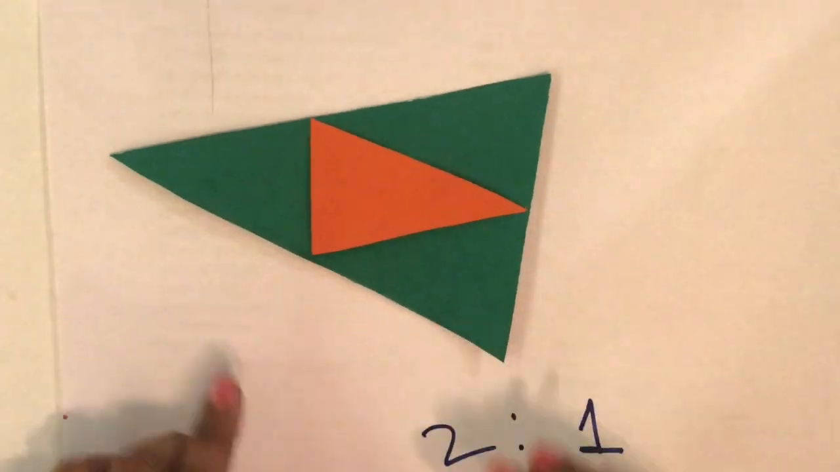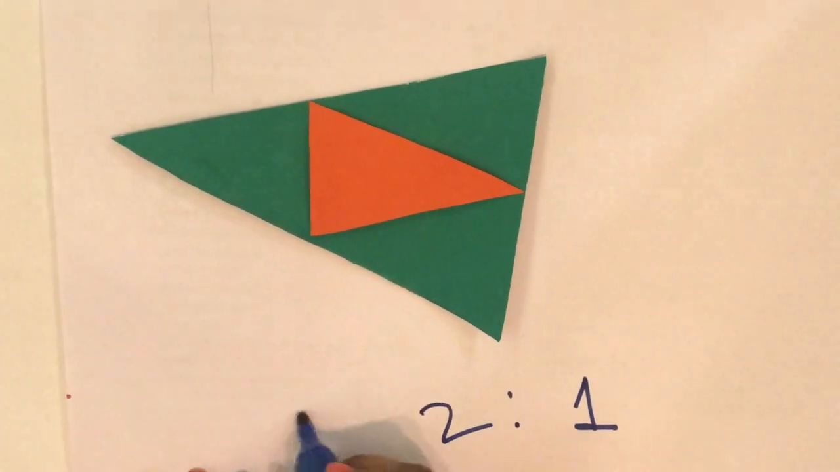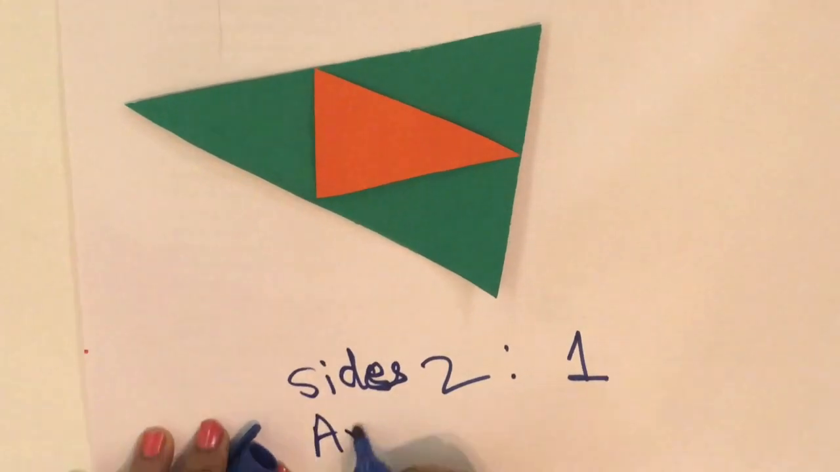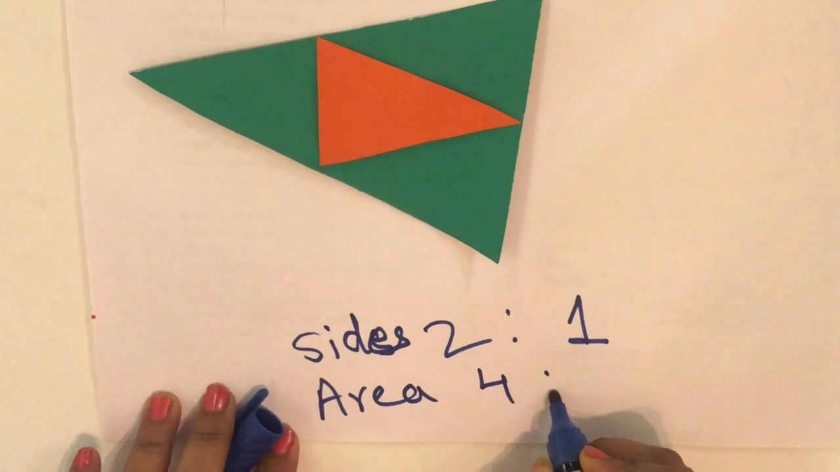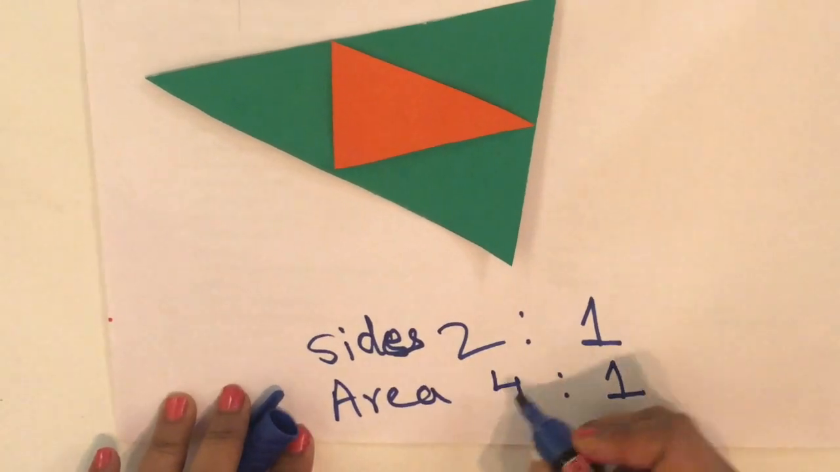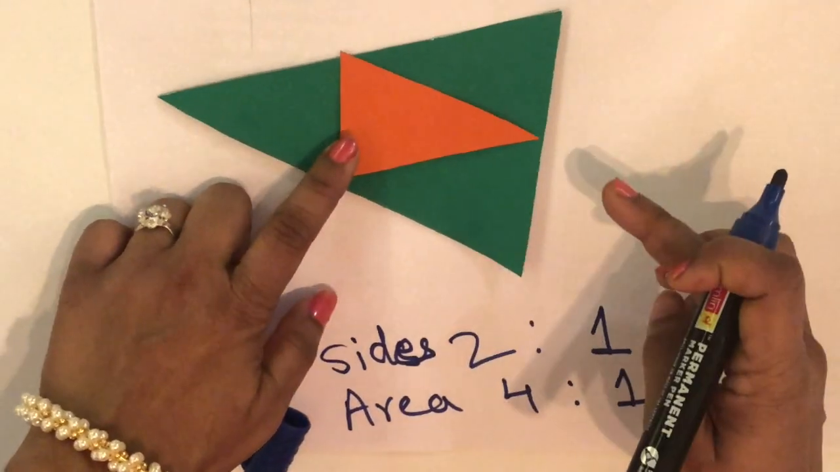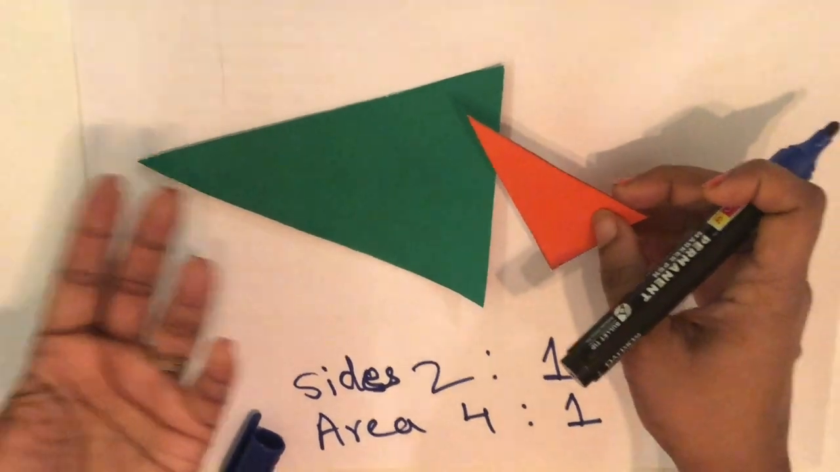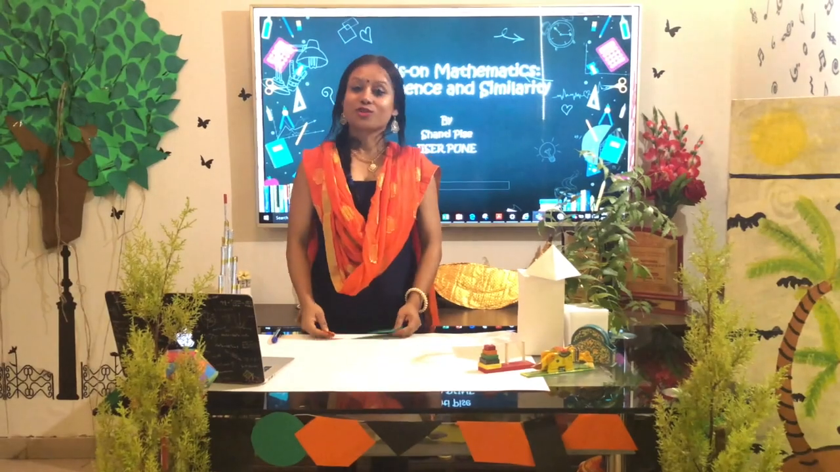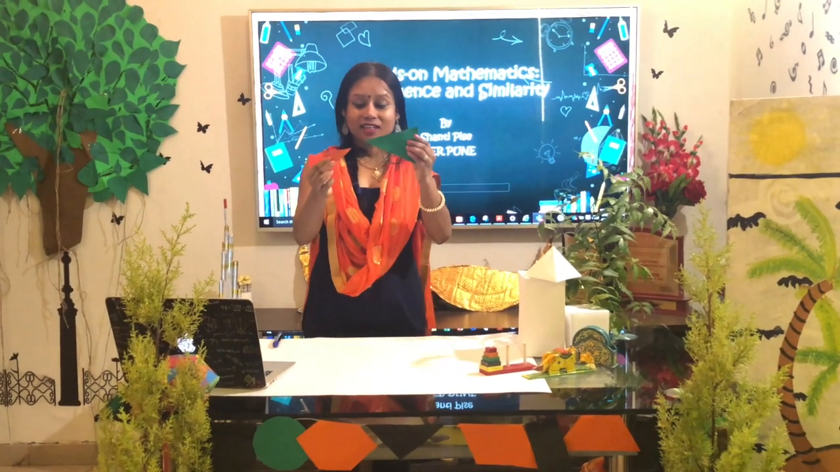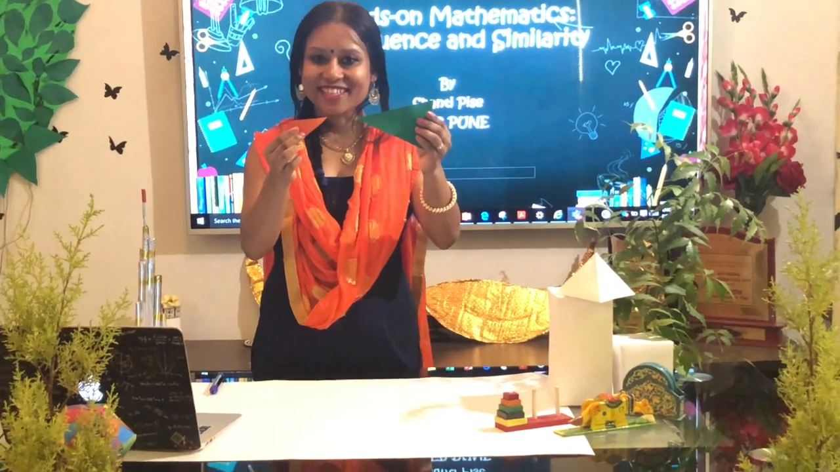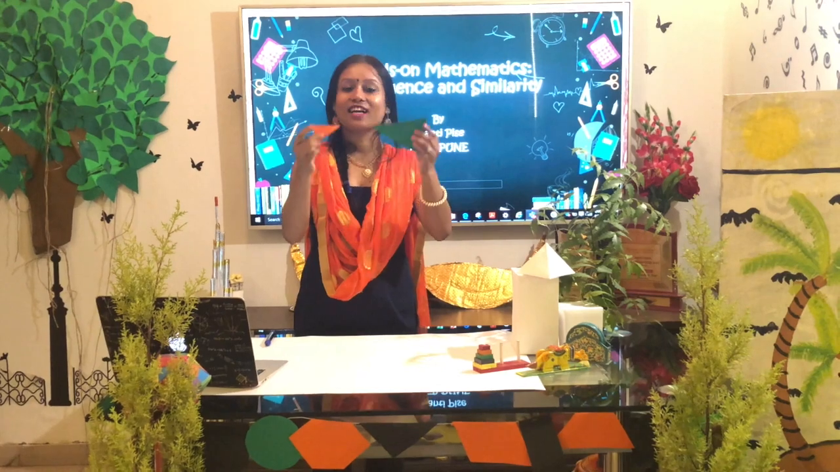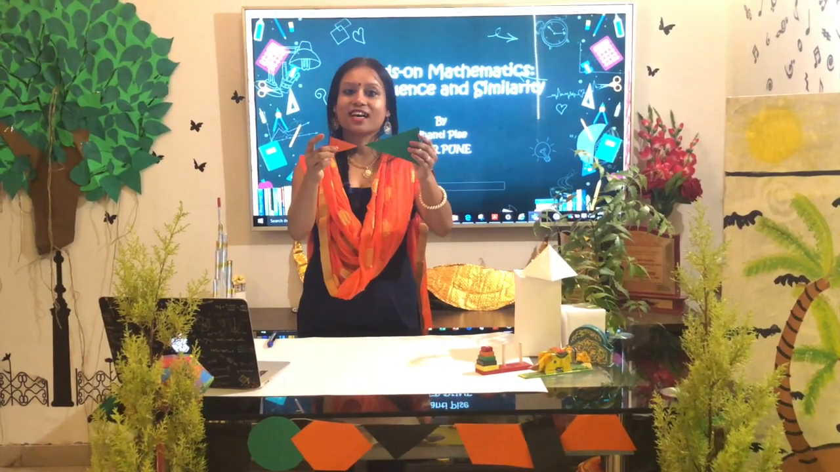So if we know that the ratio in terms of sides is 2:1, then the ratio in terms of area is 4:1. If we know the ratio and we know the area of the smaller triangle, we can predict the area of bigger such triangles. So we have seen how similar triangles are so interesting to study, and what the different areas are, as well as how the sides are proportional.